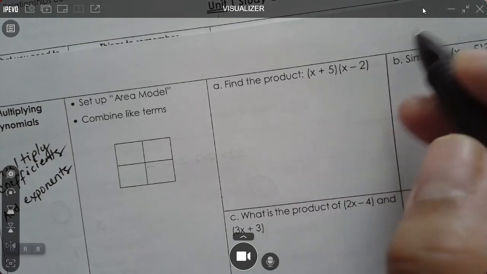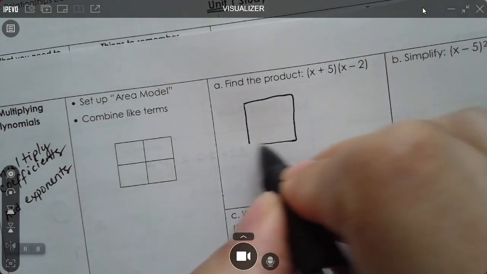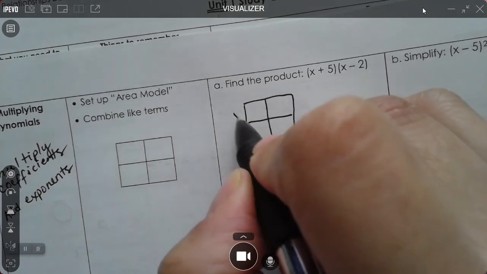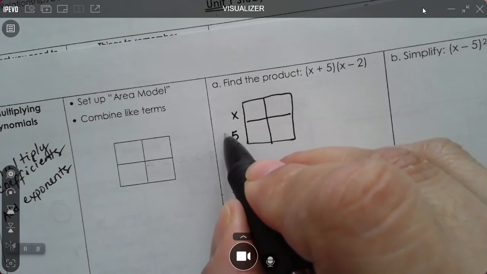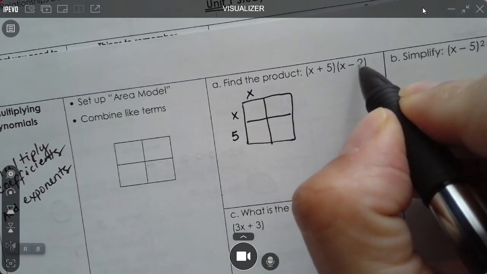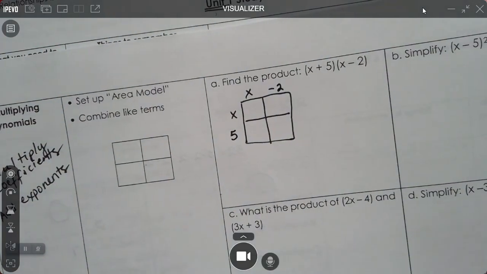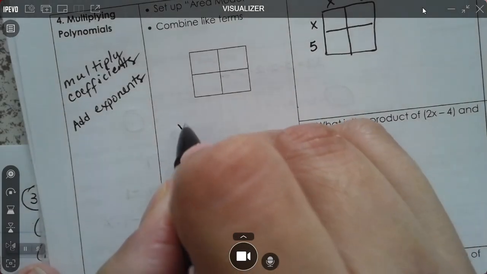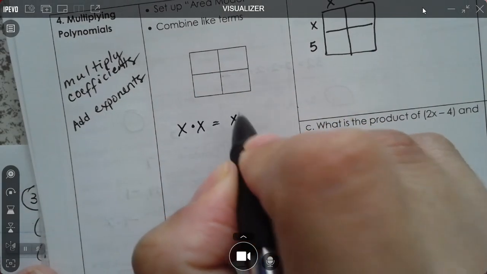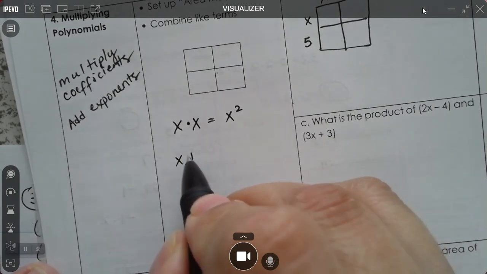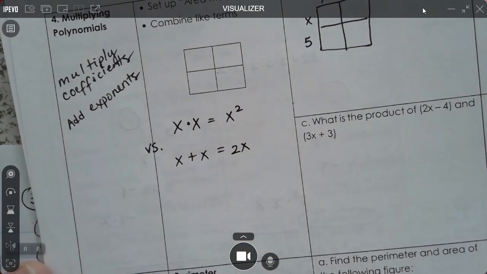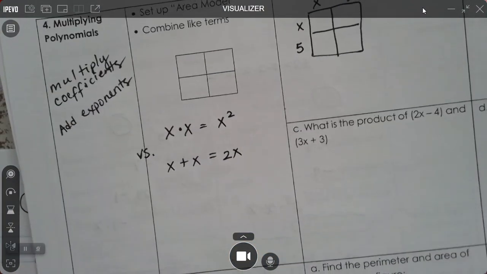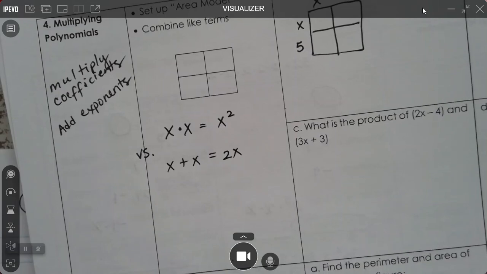So this one is a very straightforward multiplication problem. We set up the model. The 5 is positive, so I don't really bother putting a positive sign. But the 2, this is a negative 2, so I do put that in there, okay? And now this, once again, the difference, we talked about this extensively in class. X times x is x squared. X plus x is 2x. So please do not get confused when you're multiplying or when you're adding variables, or basically like terms.